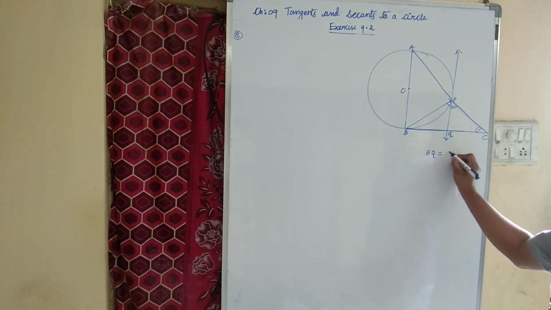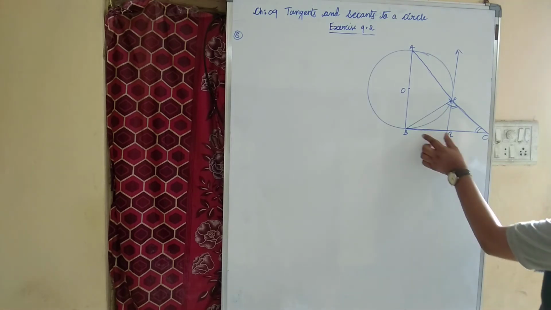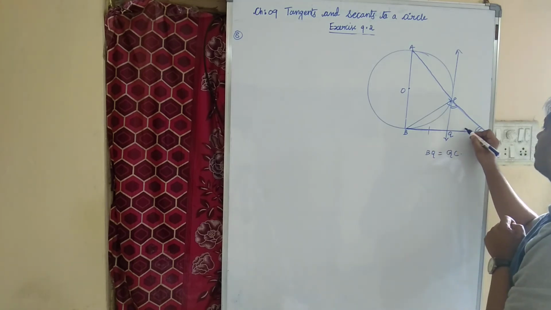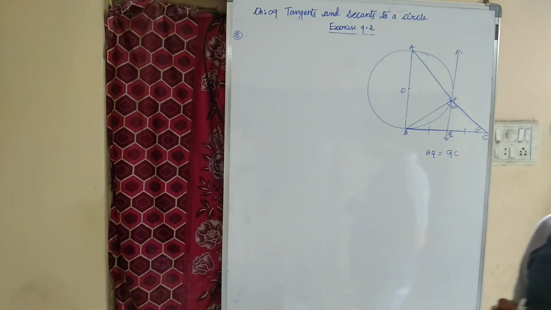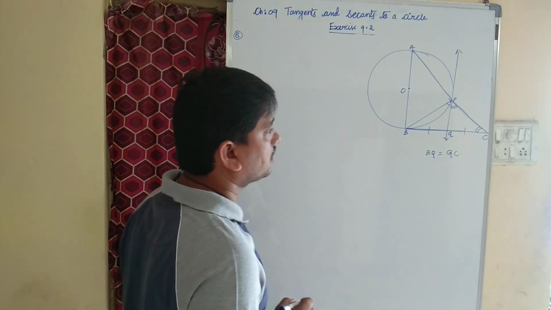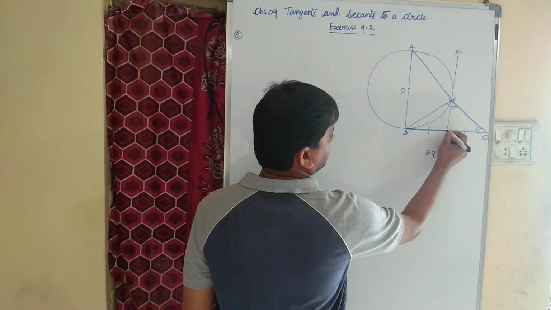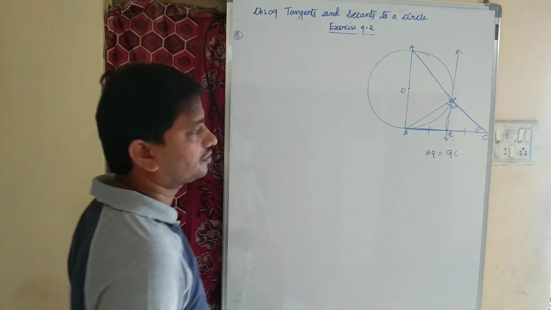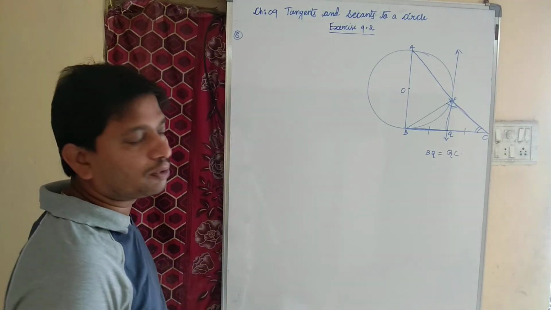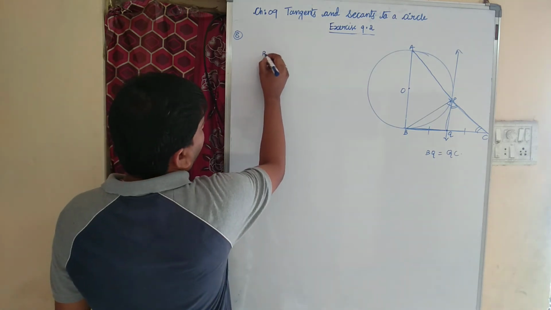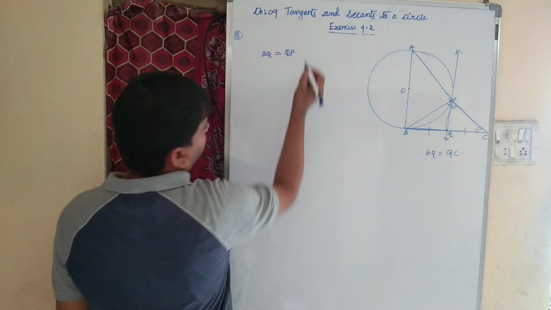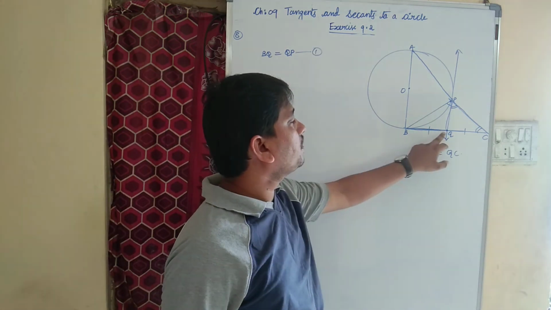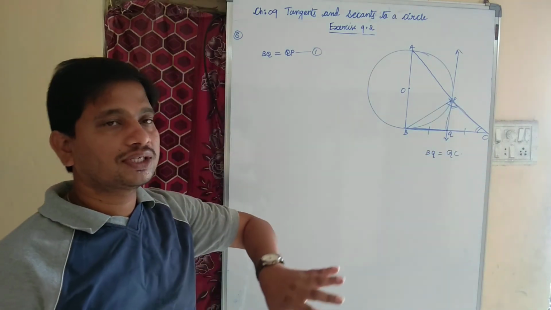We need to prove that BQ equals QC. This tangent at point P will bisect the side BC, meaning the length of BQ must be equal to the length of QC. Right? Children, if you observe here, as Q is an external point to the circle, what are QB and QP? They are the lengths of the tangents drawn from an external point to a circle. So I can say that BQ equals QP. This is our equation number 1. What is the reason? Q is an external point to the circle and QB and QP are tangents drawn from an external point to the circle.